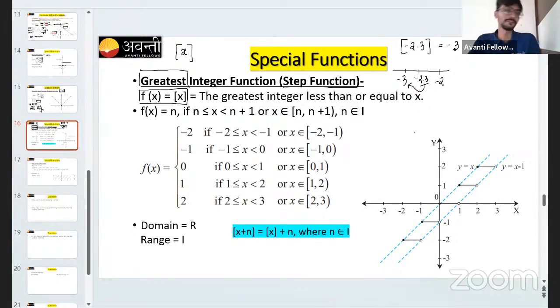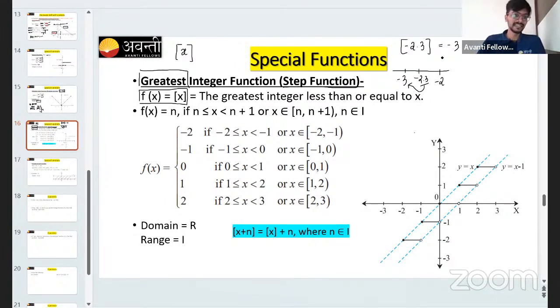Got it? So for negative numbers or positive numbers, it is very simple. Just plot the number line and see the greatest integer which is less than that number. Now let's talk about the technical definition. So I explained to you how to get the values of the greatest integer.